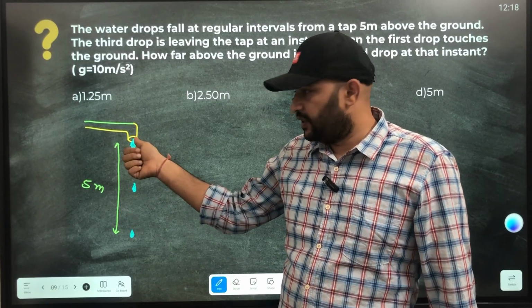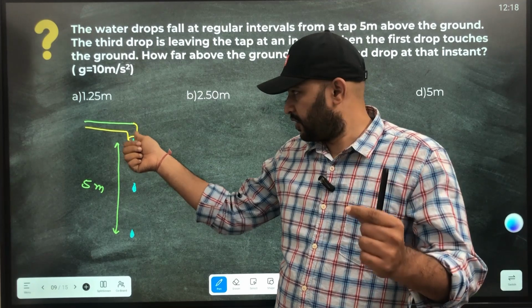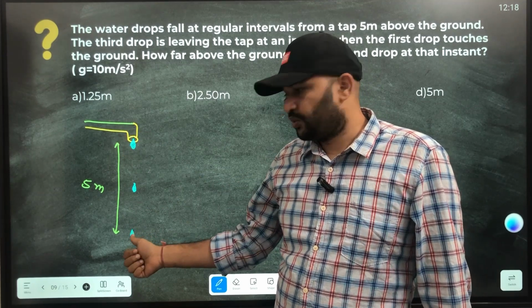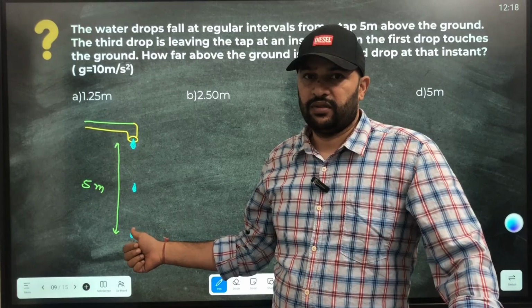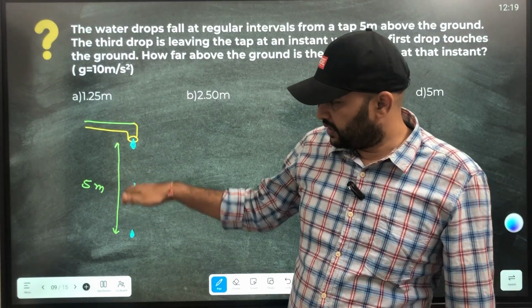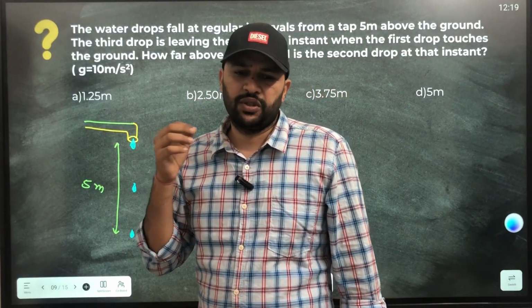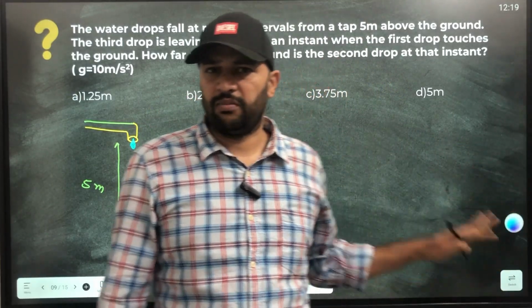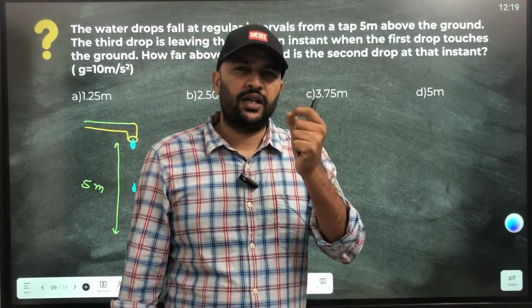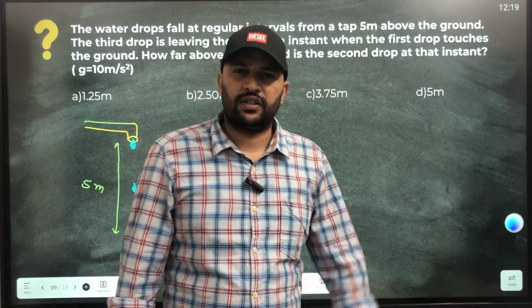Then when the third drop is on the nozzle of this particular tap, the first one has already reached the ground. They are asking what will be the distance of this second drop from the ground. Now there are different ways you can use equations of motion and solve it, and make it more complicated. Let me just give you a very simple trick, and this trick is based on our first lecture.